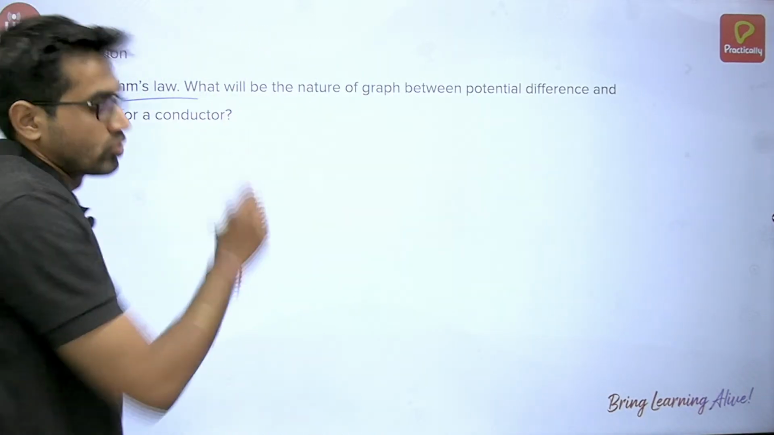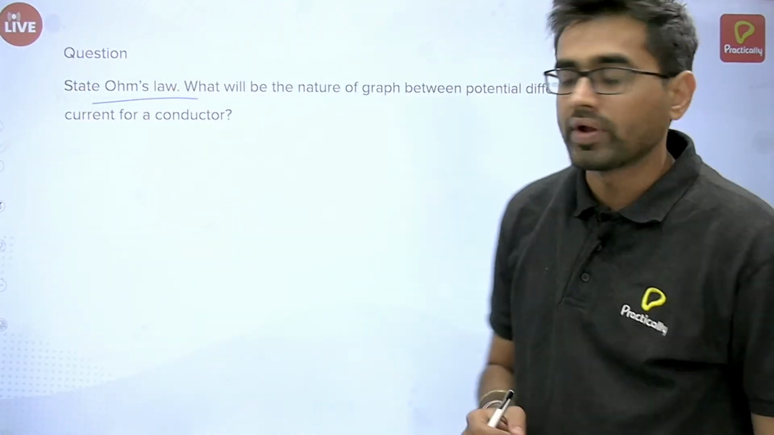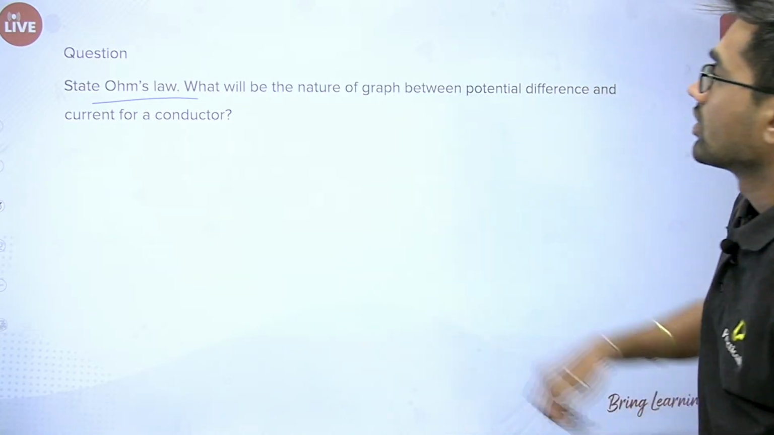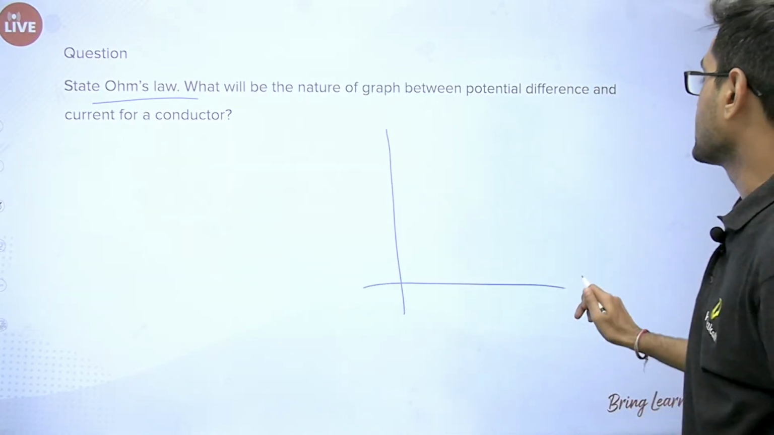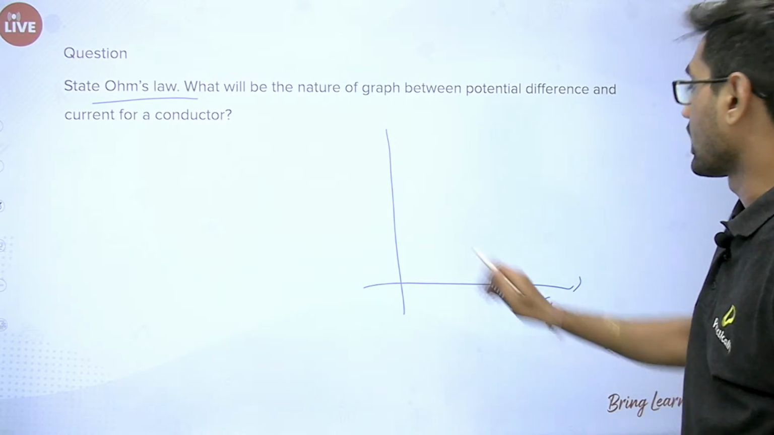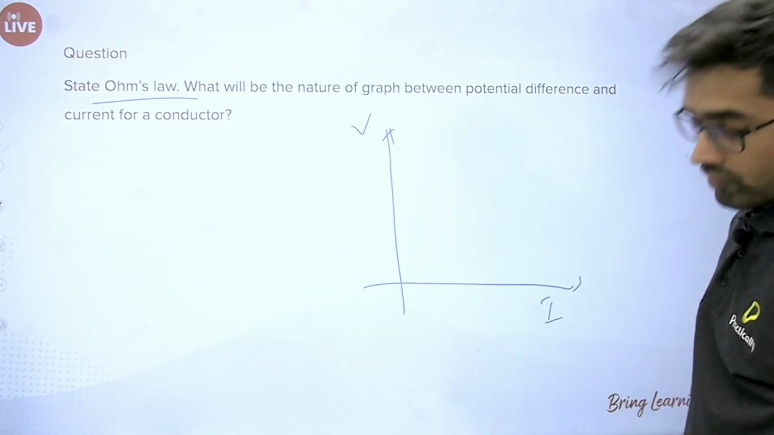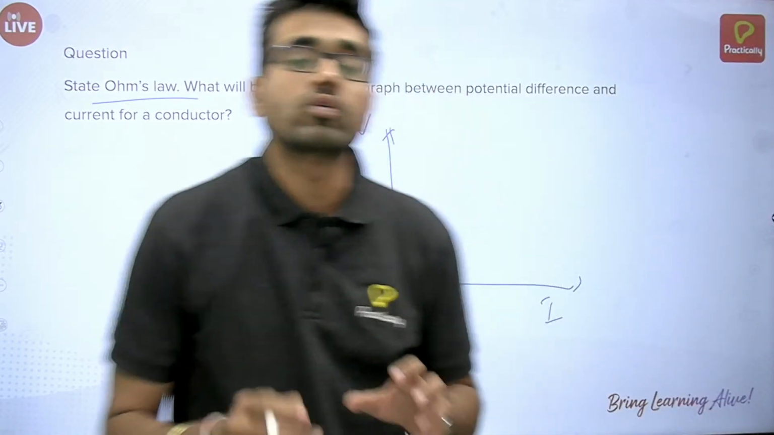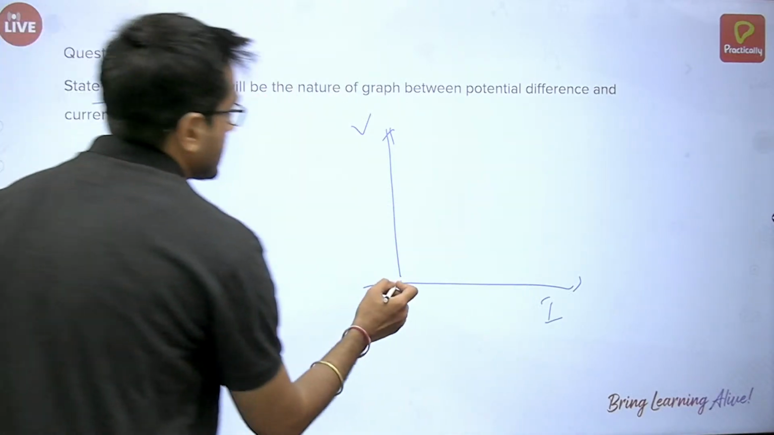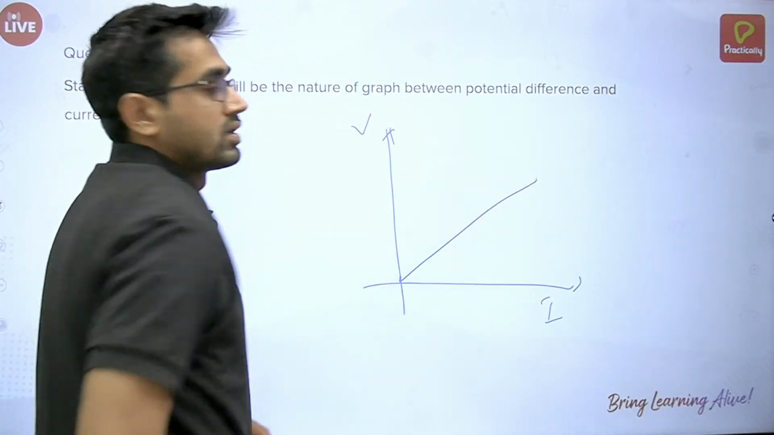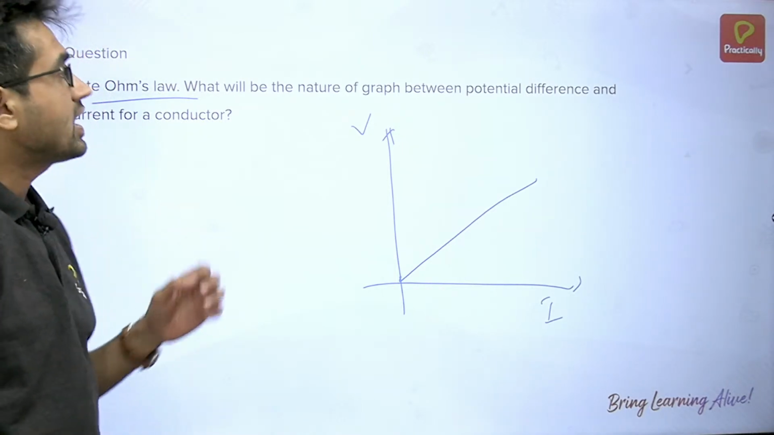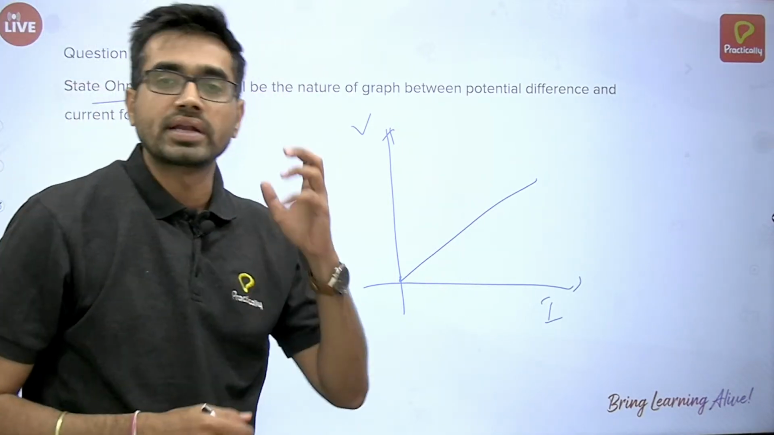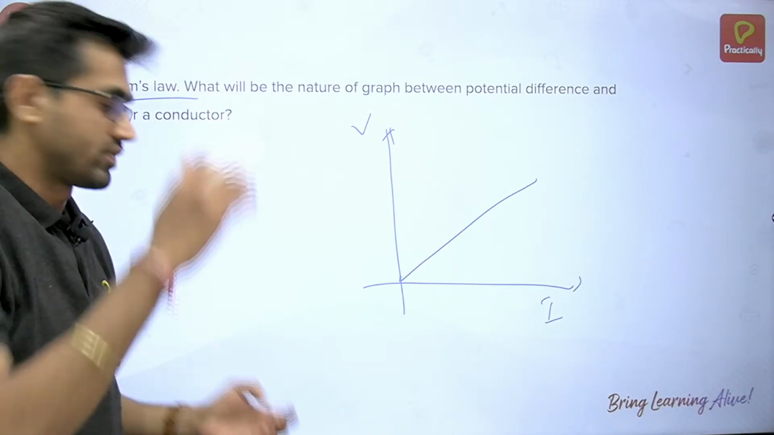State Ohm's law, super easy. All of you know it, so I don't have to state it. What will be the nature of the graph between the potential difference and the current? So I versus V graph. For a conductor, if it follows Ohm's law, it's a straight line. It's not a curve because it's an ohmic conductor. For a non-ohmic conductor, it's a curve.